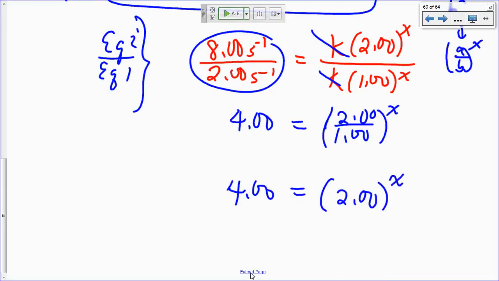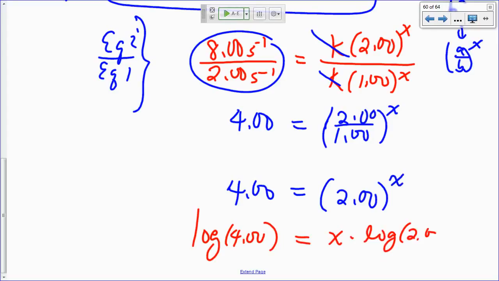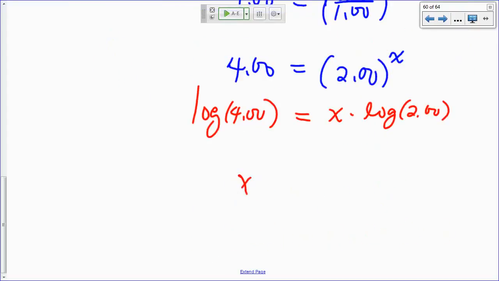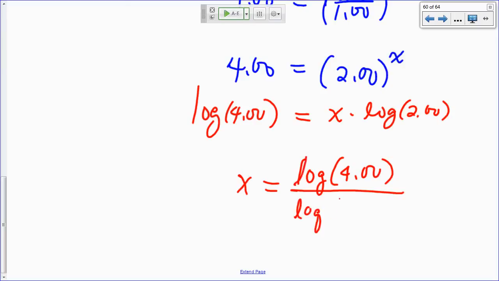What is x? You should be able to do this in your head. 2 squared will give you 4, right? But if these are not nice numbers, not easy numbers to look at, then you can just say log of 4 is equal to x times log of 2. And you can solve for x. Divide both sides by log of 2. So x equals log of 4.00 over log of 2.00, and you should get 2.